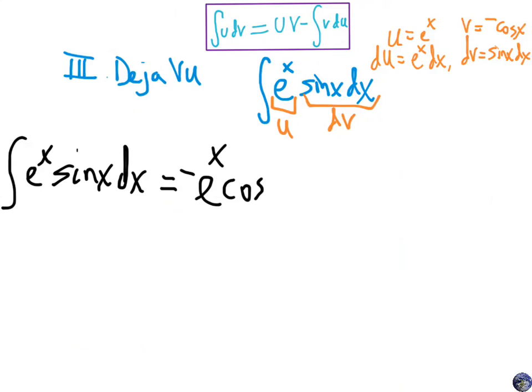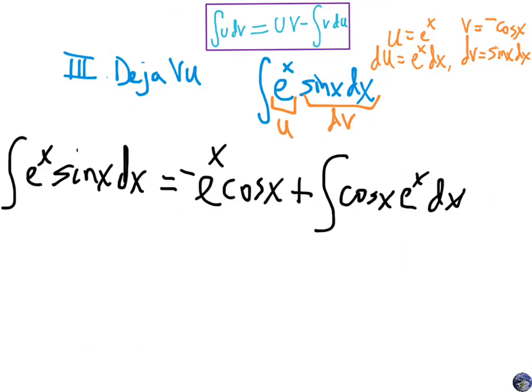So we now know that the integral of e to the x sine x, so that's our integral u dv, is equal to u times v. So u times v is e to the x cosine x, with the negative in front, I just pulled it out in front there. So minus the integral, again I'm pulling out the negative here, minus the integral of v du, so negative cosine x, made the plus be negative, and then the e to the x dx from the du.